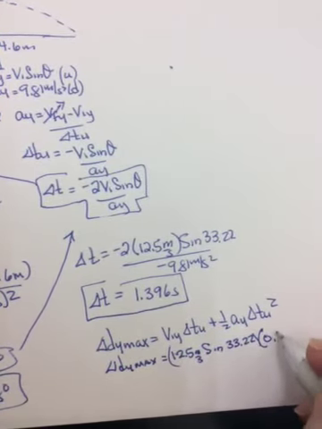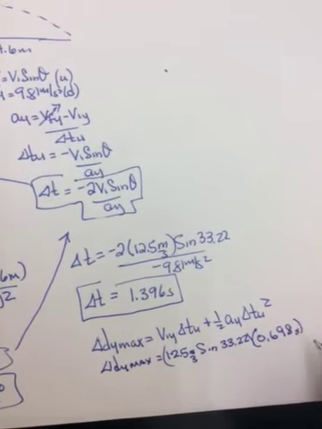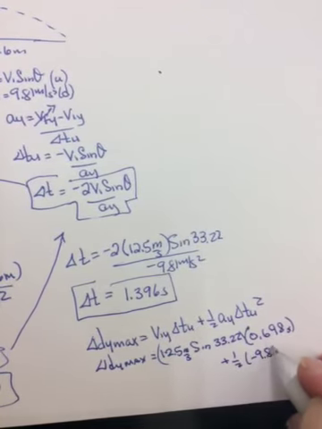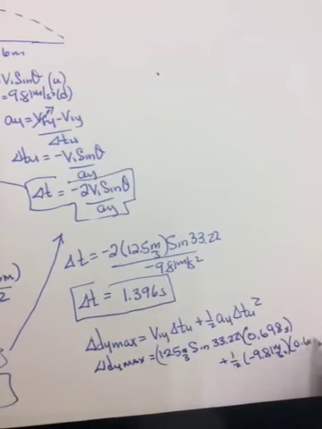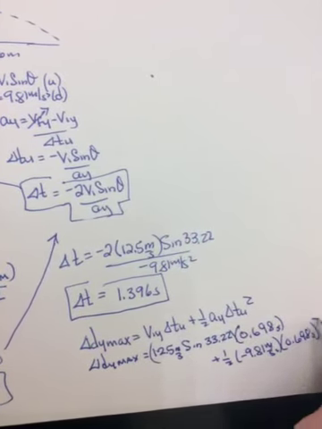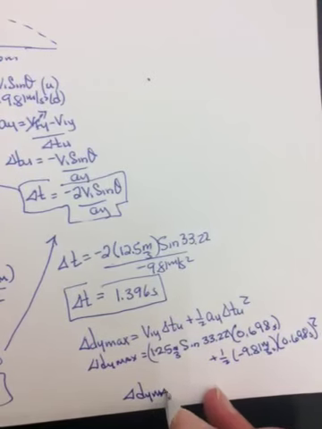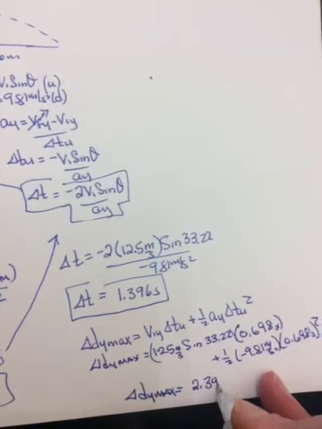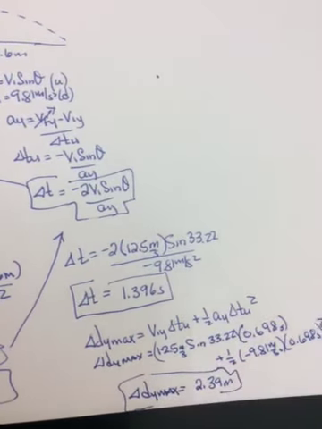So 0.698, I believe, is the half time. And then that'll be plus 1/2, negative 9.81 meters per second squared, 0.698 seconds squared. And when you do this, you should get a delta dy max of 2.39 meters, I believe. Okay, so that's the 2 in the textbook finished.